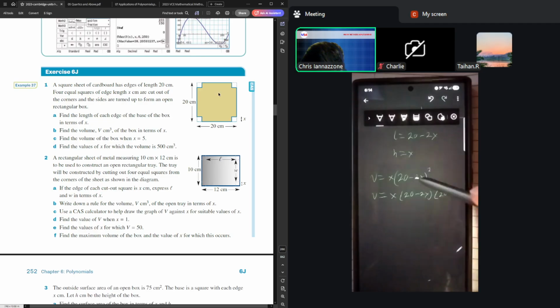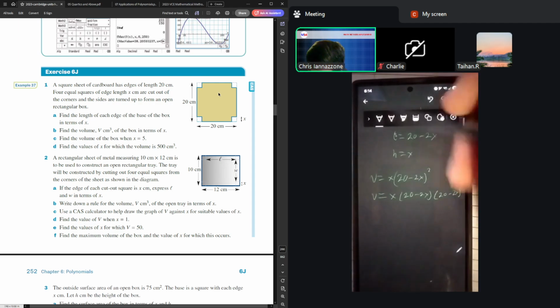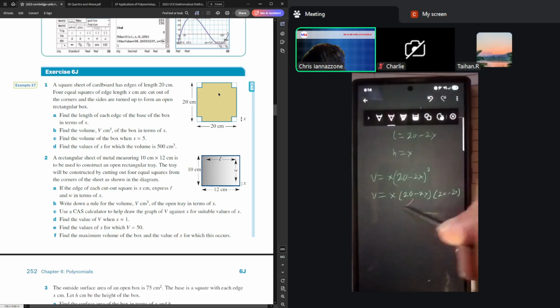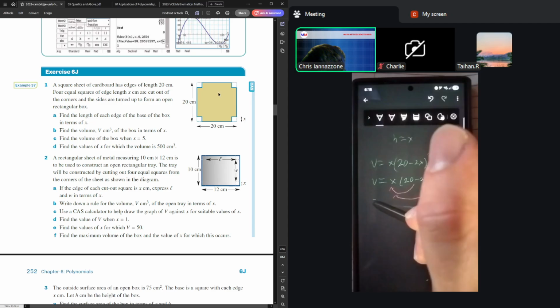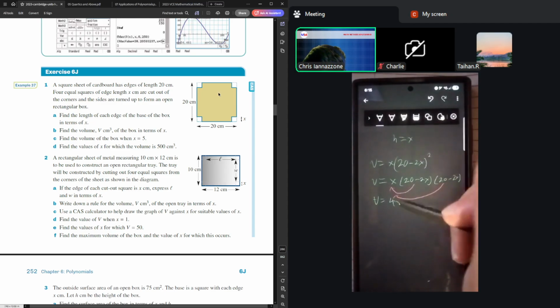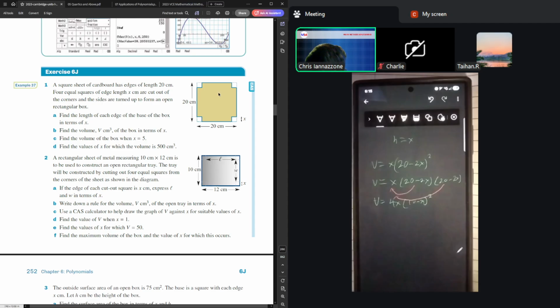Because you might be tempted to take a 2 out of this and then just call it a day. Whereas in reality, because there's 2 lots of this term here, taking out a 2 would only bring it out of one of these terms. You need to take out another 2 to make it further simplified. So in reality, you end up with V equals 4x bracket 10 minus x all squared. And that would be as simple as you could make that.